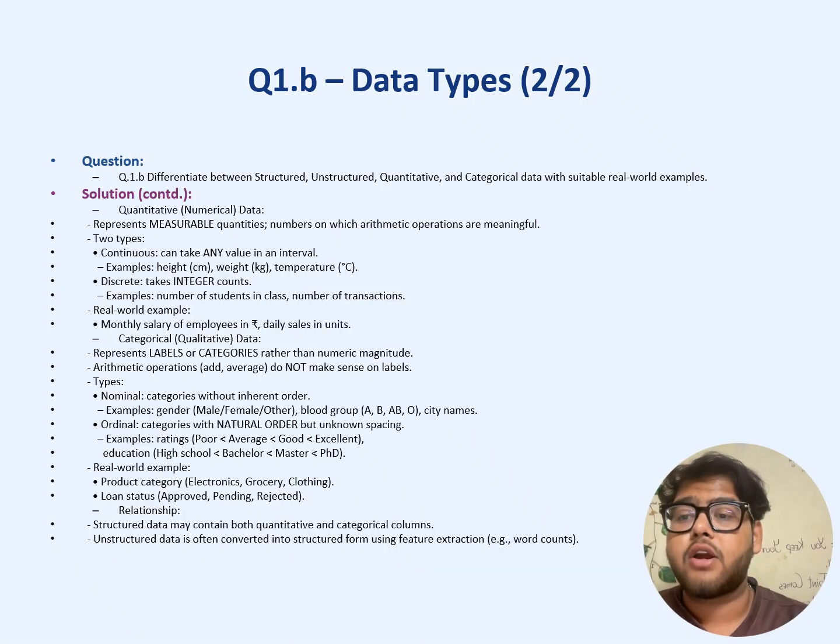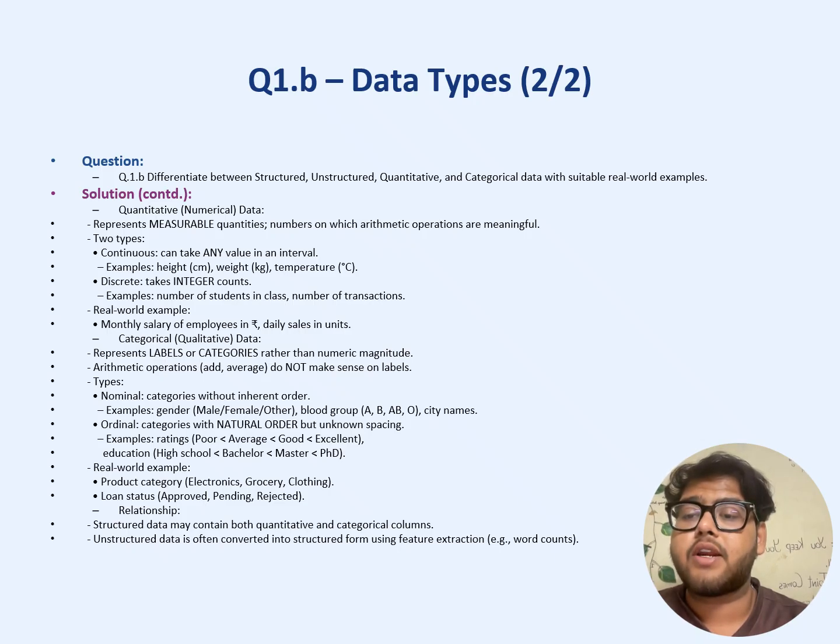Then we have quantitative data. It represents measurable quantities, numbers on which arithmetic operations are meaningful. Two types. Continuous can take any value in an interval. Examples: height, weight, temperature, etc. Discrete takes integer counts. Example: number of students in class, number of transactions. Real world examples are monthly salary of employees in rupees, daily sales in units.